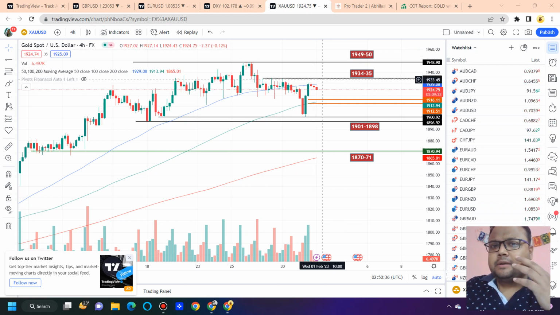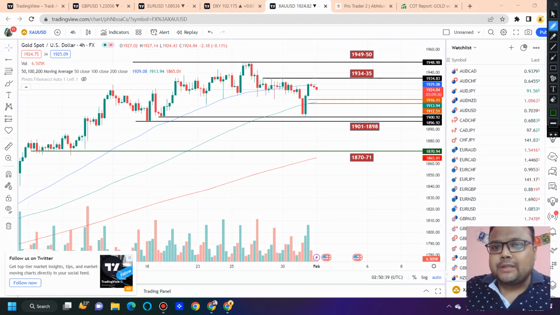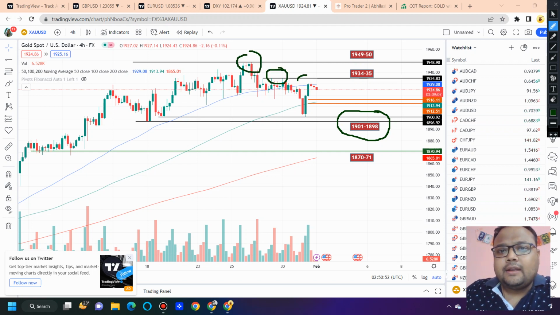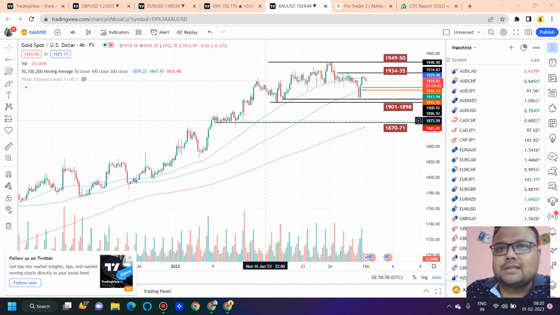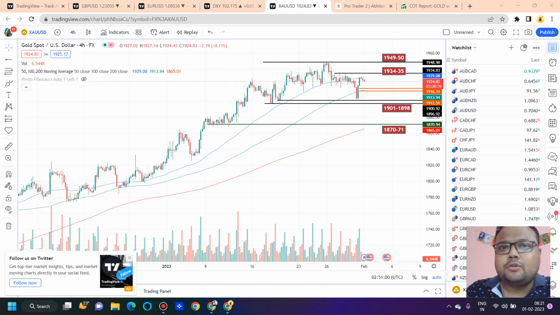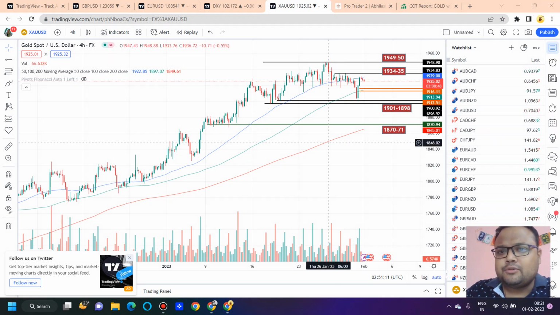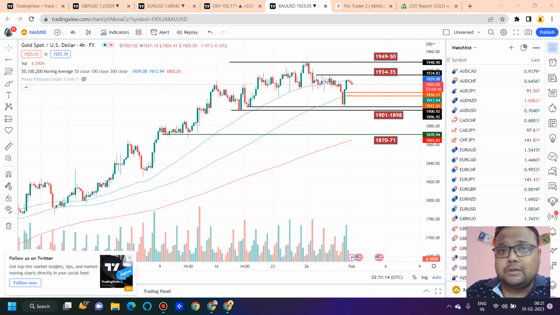Then the best support on the chart of gold is around 1901 to 1898. The support from yesterday is still very much valid, but there is one small problem here. The problem is the market is unable to break the previous highs. So it signifies that slowly the buyers in the market are losing their strength. In this type of case, usually we see the market going down like this. But as the news is coming up, I don't think the market will be going down that easily.